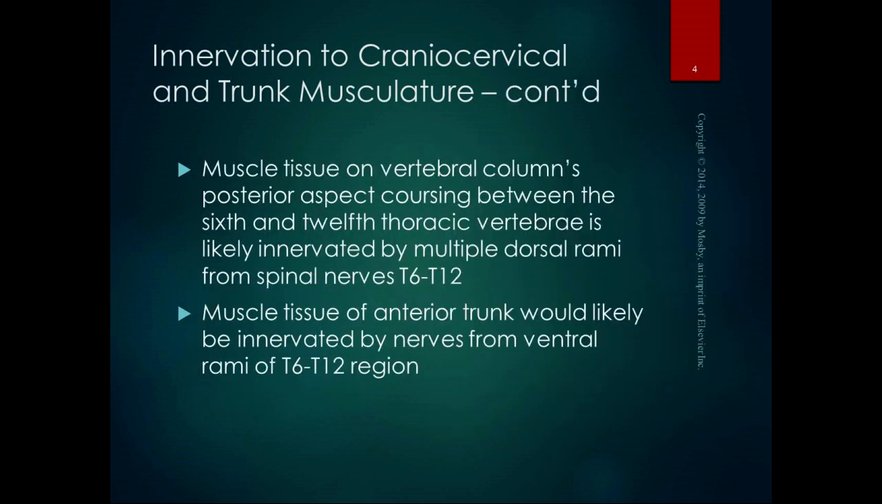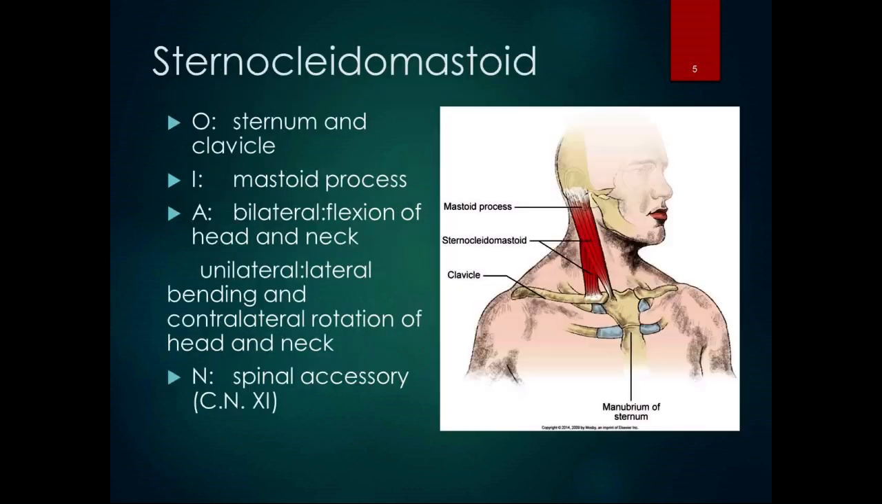The muscle tissue on the vertebral column's posterior aspect between the 6th and 12th thoracic vertebrae is usually innervated by multiple dorsal rami from the spinal nerves T6 through T12. The muscle tissue of the anterior trunk is likely innervated by nerves from the ventral rami of T6 to T12. So that just kind of makes it easy. And because it's easy, we don't have to spend a lot of time on it, right?